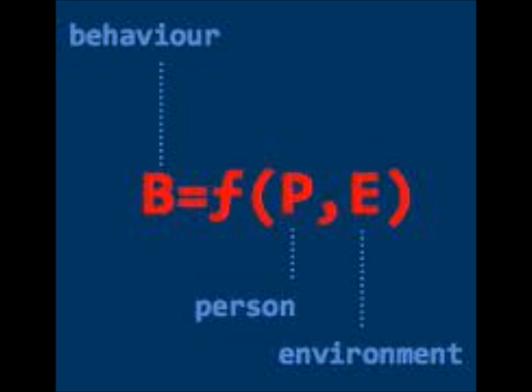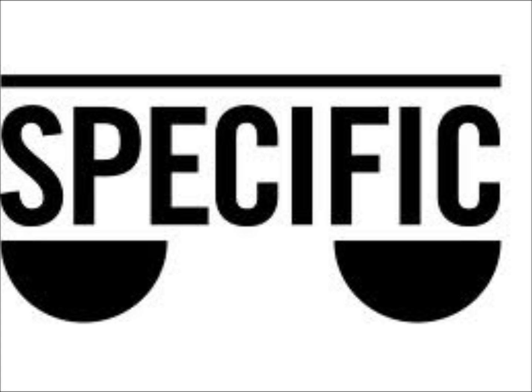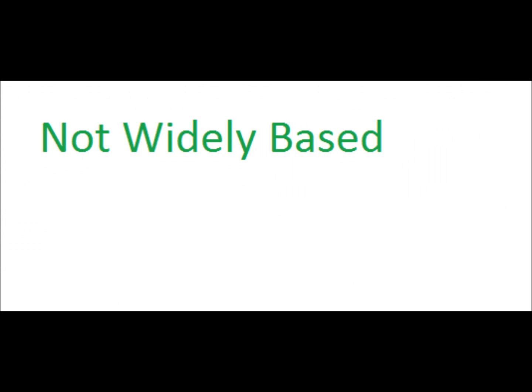Kurt Lewin, a German-American psychologist, aka the founder of social psychology, made a formula that shows how social psychology works. This formula is that B, behavior, can be viewed as F, function, of a person in the environment, E. This is the formula. For the most part, social psychologists prefer laboratory-based, factual findings, and their theories are specific and are not widely based.